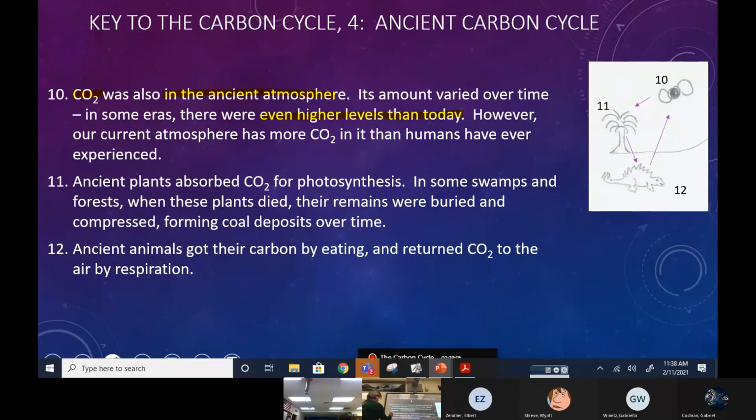Okay, next, ancient plants absorb CO2 for photosynthesis. Sometimes their remains were buried and formed coal. If they were from a swamp or a forest that had the right conditions, when the plant died and decayed, it got compressed into coal. This is why we call it a fossil fuel, right? It's an ancient living thing. And of course, the same story for the ancient animals. They get their carbon by eating, return CO2 to the air by respiration.